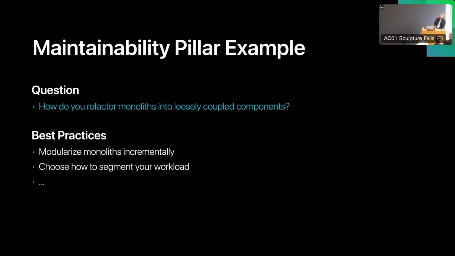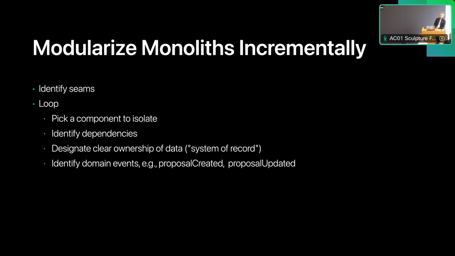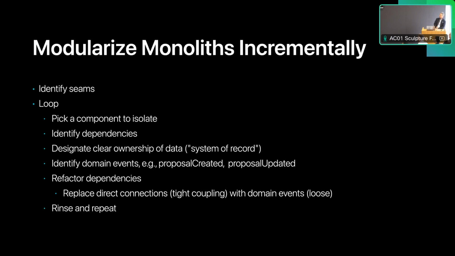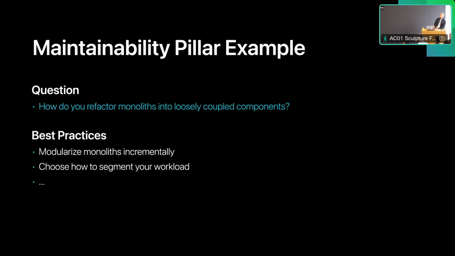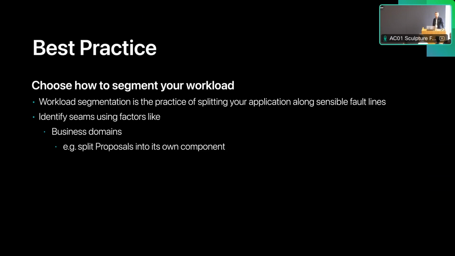But the first step, I'll go back to the previous slide here. The first step, identify seams. Let's make that a best practice in and of itself, right? So we'll call that choose how to segment your workload. So workload segmentation is the practice of splitting your application along sensible fault lines. And you can do this in a number of different ways, right? Maybe the most obvious one, and the one we did in our example, is to do it by business domain. So we can say all of our proposals functionality, that's going to be its own component.